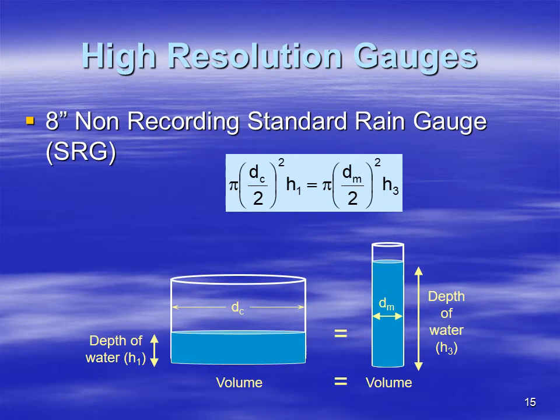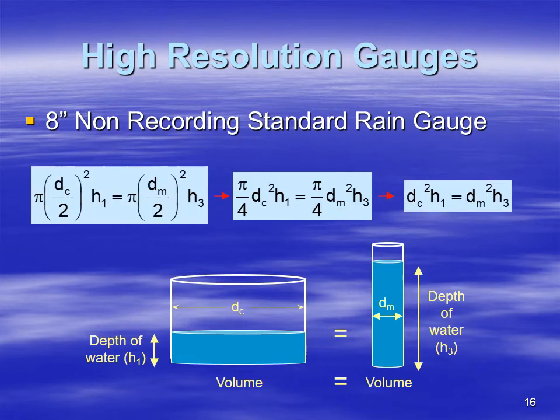So we have different diameters and different heights, but the volumes are the same. As you can see in this equation already, the pi's will cancel out. Also, the 2's in the bottom, dividing by 2, will also cancel out. If we do the math, we're left with the diameter of the catch area squared times the height equal to the diameter of the measuring tube squared times the depth of water in the measuring tube. So the volumes are the same, and this relates the depth in one tube compared to the depth in the other.